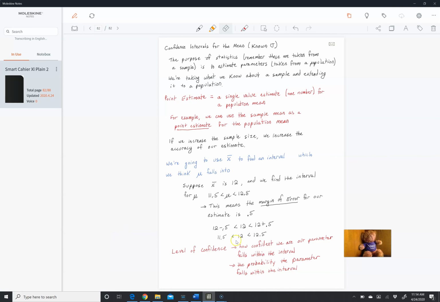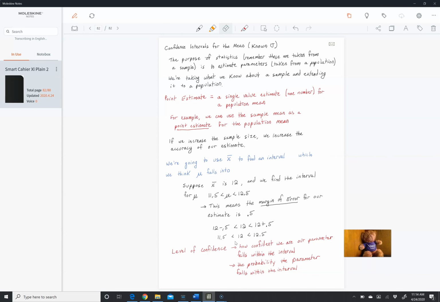So in other words, we're saying the probability that, for example, because you're going to see this number a lot, there's a 95% probability or a 95% chance that our mean actually falls within the interval 11.5 to 12.5. Or maybe there's only a 90% chance, or maybe there's a 50% chance that it falls within this interval.